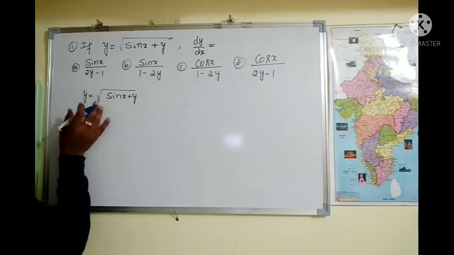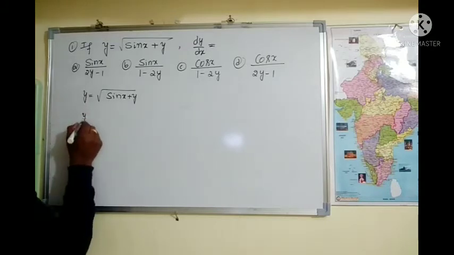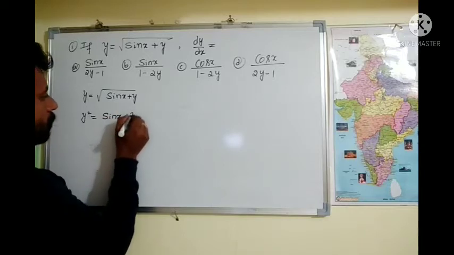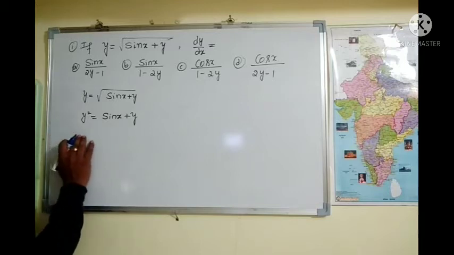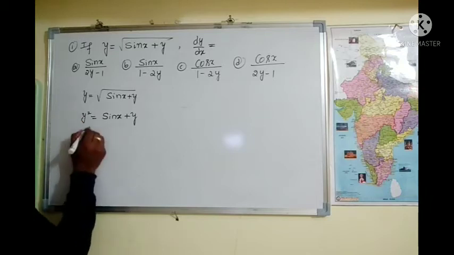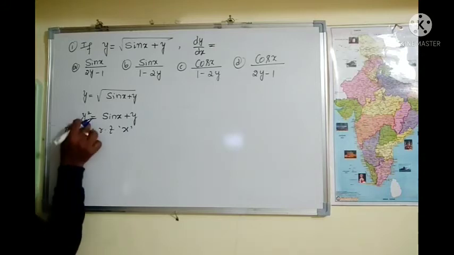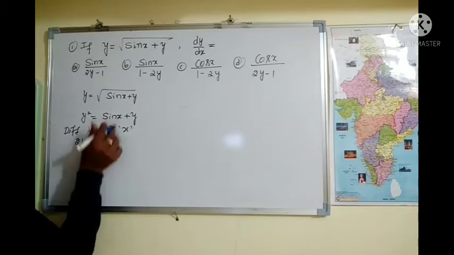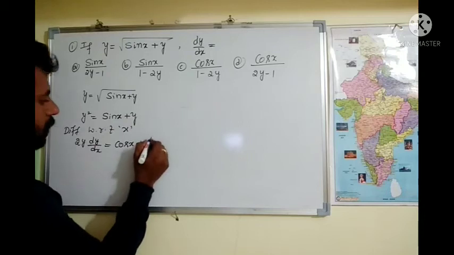Now we take the square on both sides. We get y square is equal to sin x plus y, as the root and square cancel. Next step, differentiate with respect to x on both sides. The derivative of y square is 2y into dy by dx, is equal to the derivative of sin x, which is cos x, plus the derivative of y, which is dy by dx.